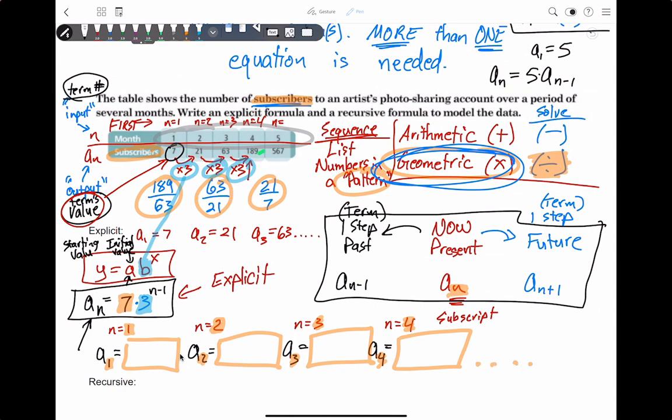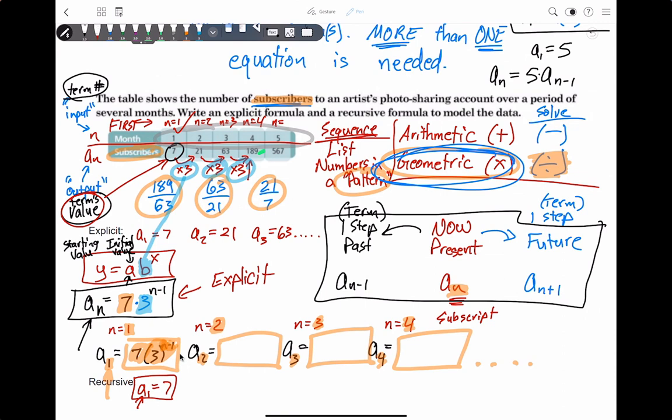So let's see what that would be. 7 is our starting initial value, 3 is our common ratio, and then we have n minus 1. If we put this 1 here for n, then 1 minus 1 is 0, and 3 to the 0 is equal to 1. Then 1 times 7 would equal 7. Notice how I did that with the highlight. So a sub 1 is 7. It's saying the first term's value is 7, which checks out over here on the table.